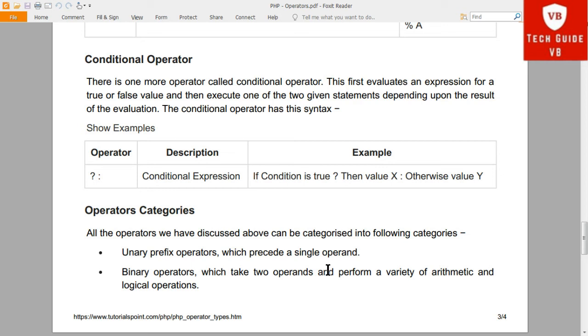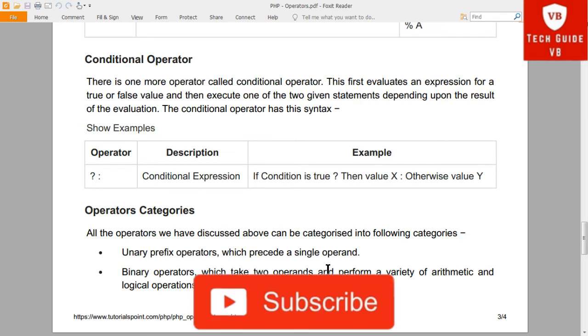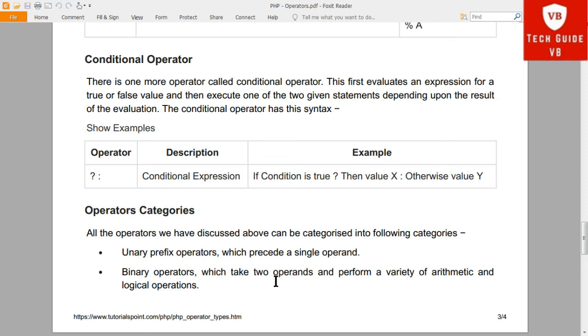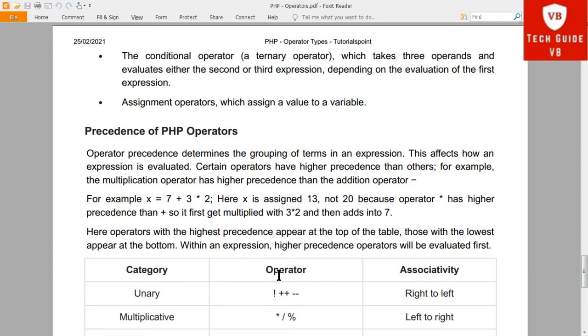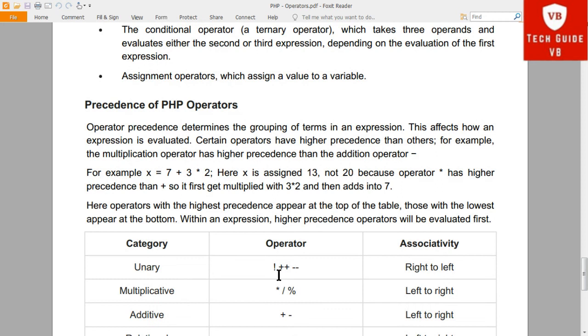Then the operator categories. All the operators we have discussed above can be categorized into the following categories: unary prefix operators, which precede a single operand; binary operators, which take two operands and perform a variety of arithmetic and logical operations; the conditional operator, which takes three operands and evaluates either the second expression depending on the evaluation of the first expression; and the assignment operators, which assign a value to a variable.